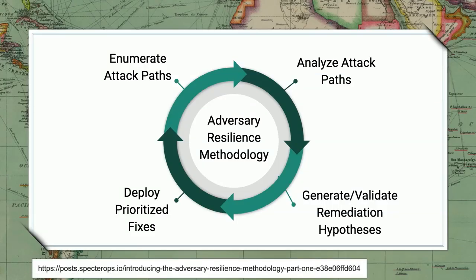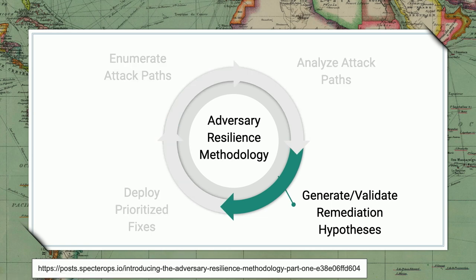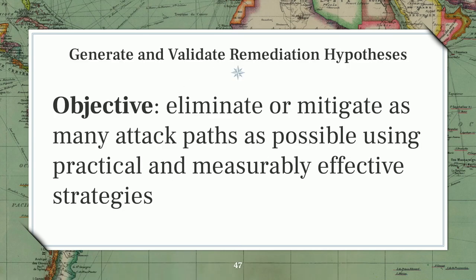So let's go back to our overall resilience methodology, and now we want to look at how we can generate and validate these remediation hypotheses. Our objective here is to eliminate or mitigate as many attack paths as possible using practical and measurably effective strategies before we actually attempt to deploy them in production. When we say practical, we don't want to come back and say, well, you just have to re-architect the entire forest. It's easy, and everything will be fixed. Go implement the forest tomorrow.